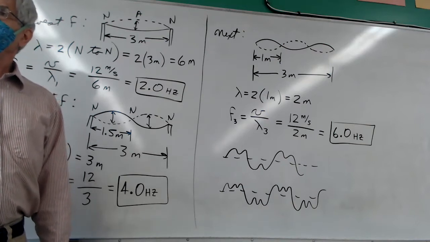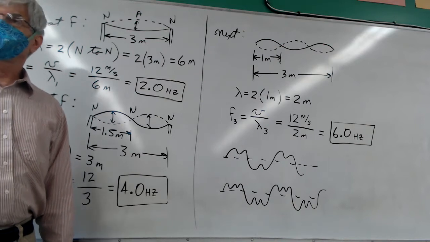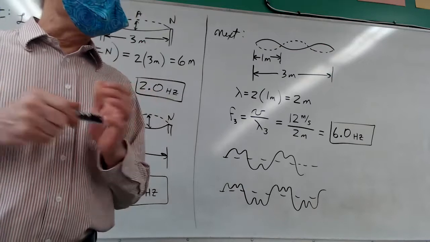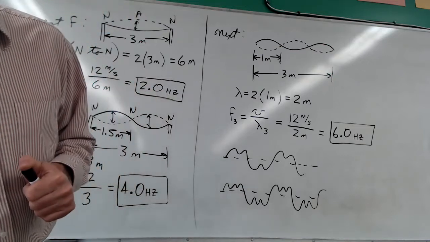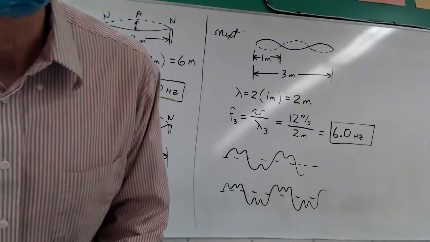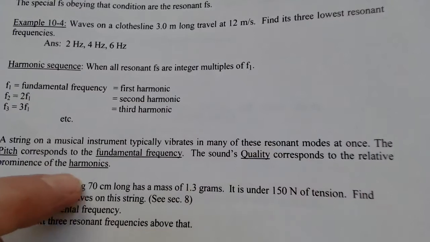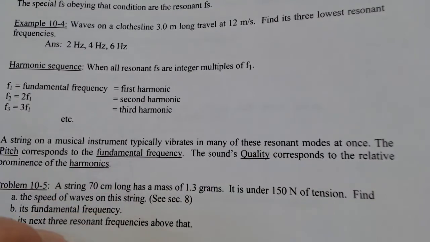If any of you goes far enough in something like electrical engineering, you'll look at something called Fourier analysis, but I probably shouldn't have said that in a course at this level. Anyhow, that's what this thing on the bottom is all about. The sound's quality corresponds to the relative prominence of its harmonics.